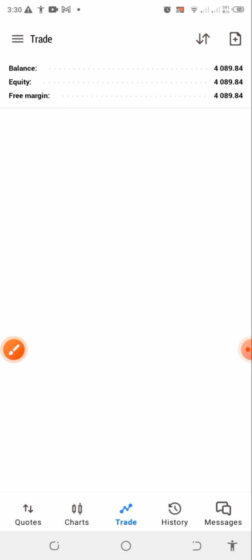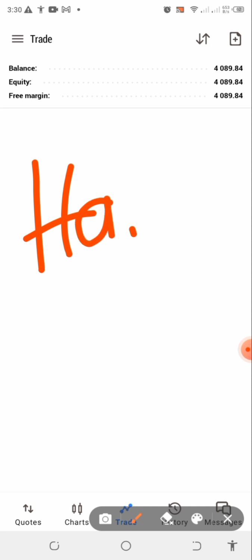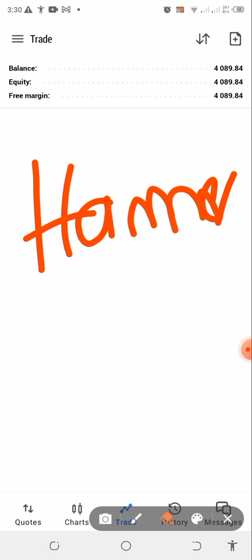So now the first candlestick pattern I'll be teaching you is what we call the hammer candle. The hammer candle is used for a bullish movement. Bullish movement means buy, so it's used for buy signals. This is how the hammer candle looks like.